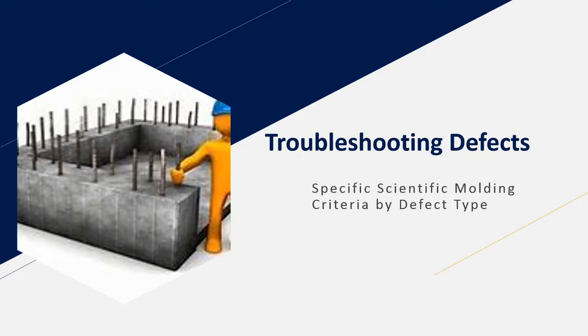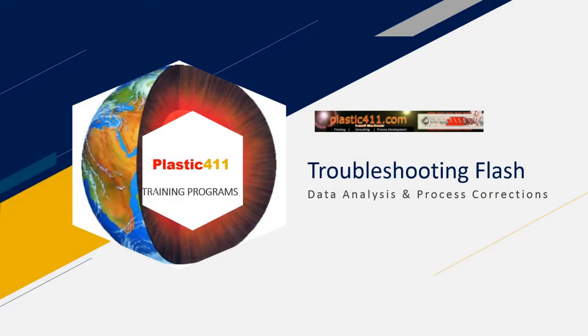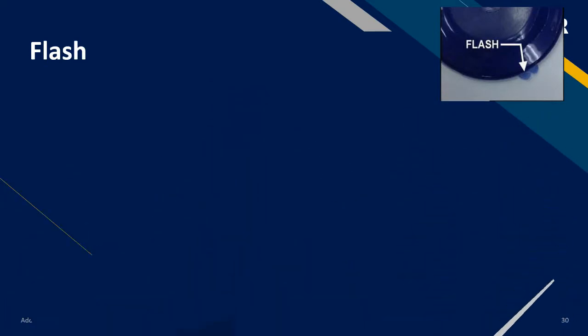So let's take what we've learned so far and we'll use it to troubleshoot defects. We're going to look at specific scientific molding criteria by the defect type. So let's take a look at how we can troubleshoot flash.